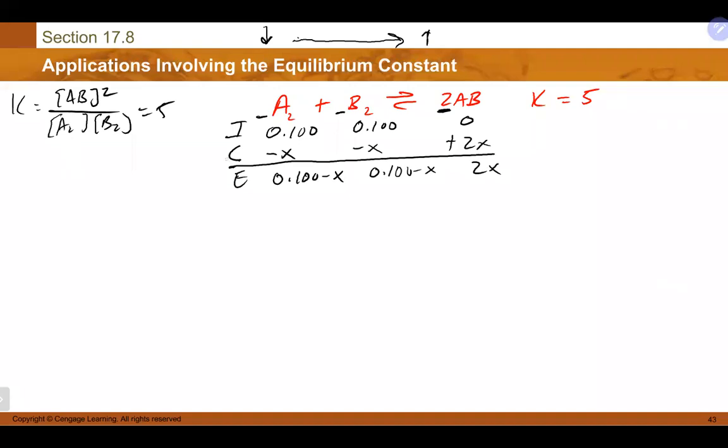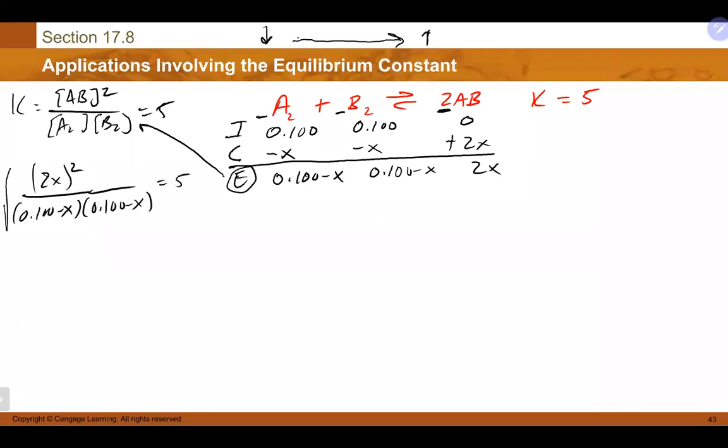At this point, we take our equilibrium line and insert the values into our expression, which gives us something similar to what we saw previously: 2X squared divided by 0.1 minus X, 0.1 minus X, and that is going to equal 5. For our class, it's probably going to be a nice, even, perfect square on both sides. That would get us 2X divided by 0.1 minus X is equal to the square root of 5, which is 2.236.